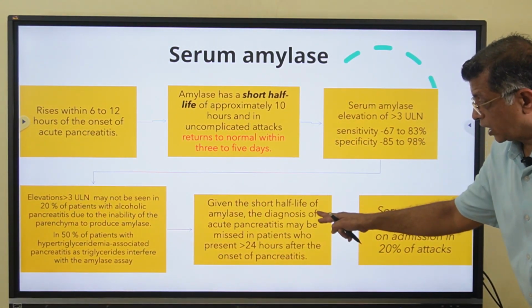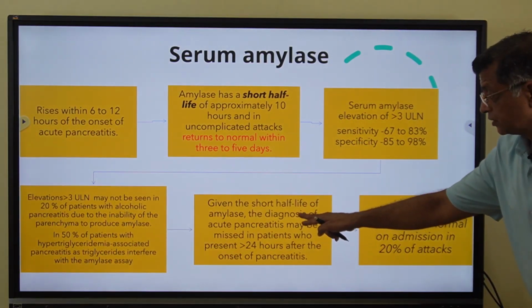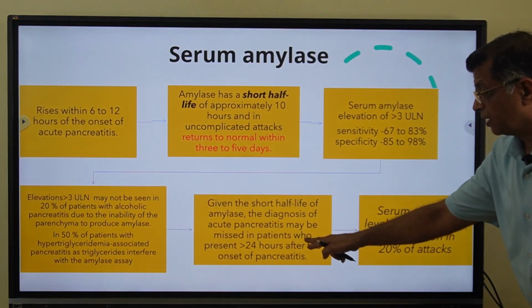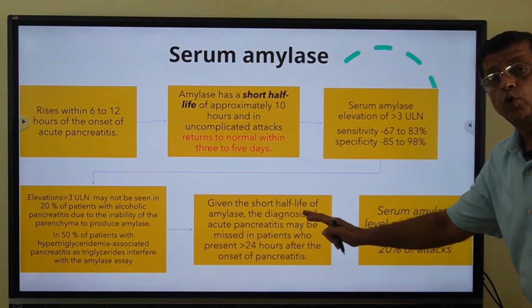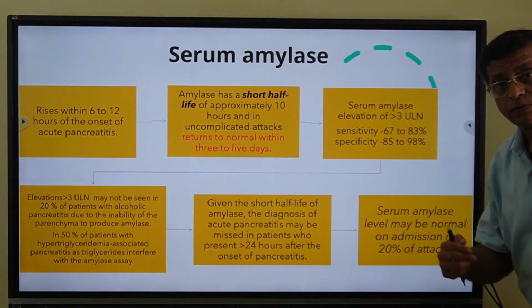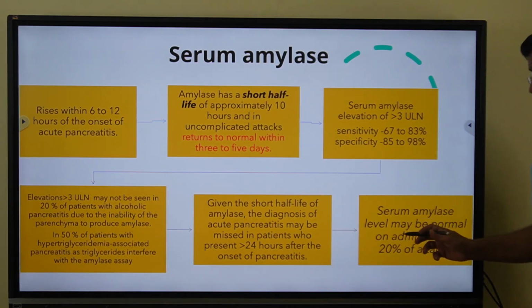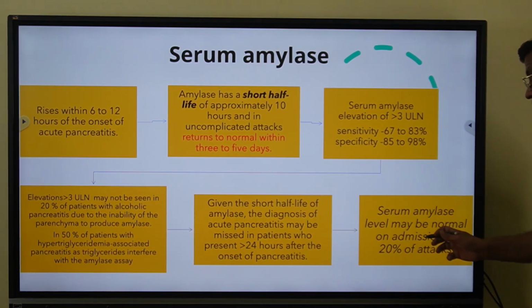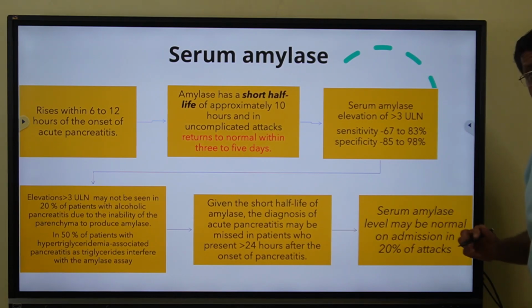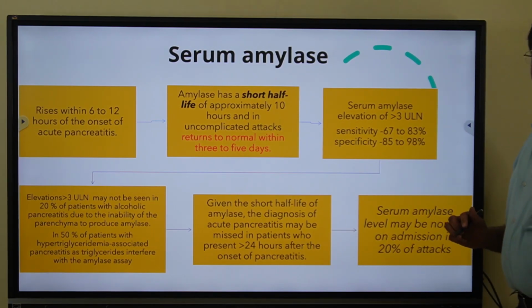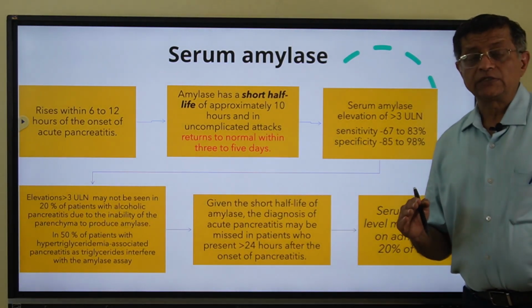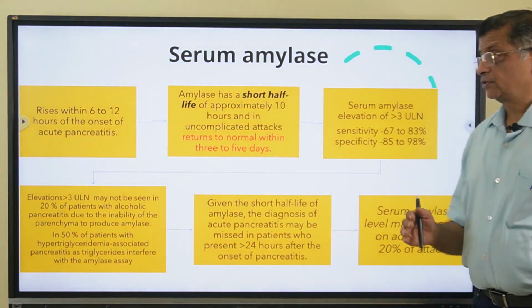Importantly, given the short half-life of amylase, the diagnosis of acute pancreatitis may be missed in patients who present more than 24 hours after abdominal pain of acute pancreatitis. Lastly, serum amylase may be normal on admission in 20% of patients of acute pancreatitis. So, a normal serum amylase does not necessarily rule out pancreatitis.